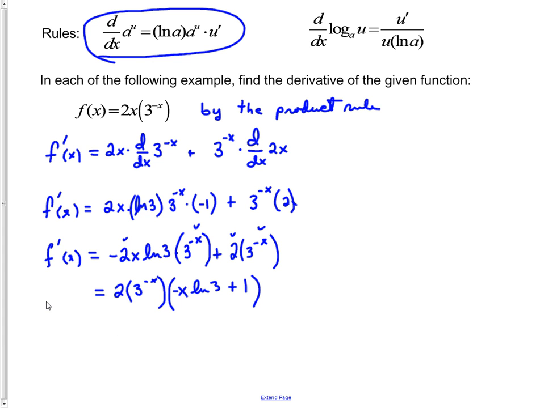So our simplified expression for the derivative right here after we take those factors out is 2 times 3 to the negative x times negative x ln 3 plus 1. And we're done.